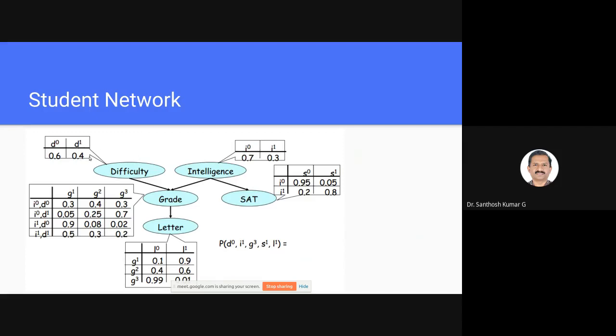So what is the probability that the course is a difficult course or an easy course, right? Those probability values are associated with D0 and D1. Similarly, what is the intelligence level of the student? This is basically the prior belief of these random variables. So for the difficulty level, there is a prior distribution associated with one course. This table may change with respect to other courses, or each student will have different values here. This is a very important aspect.